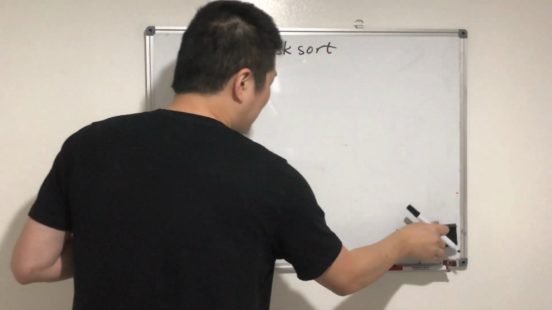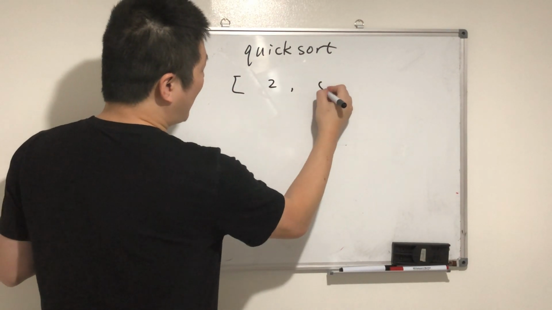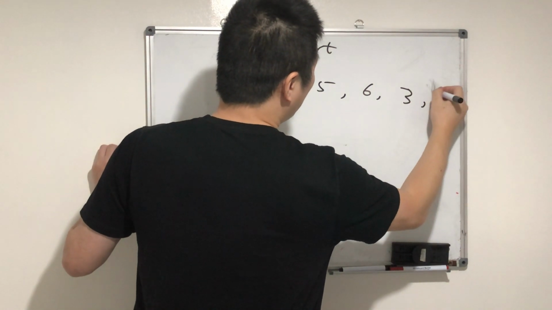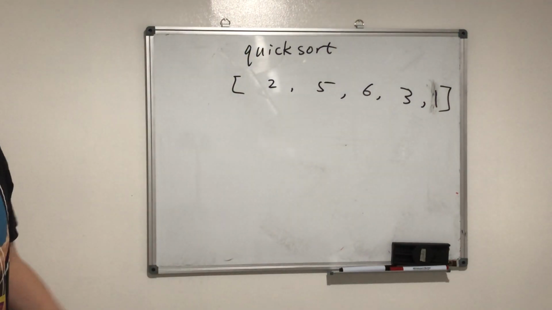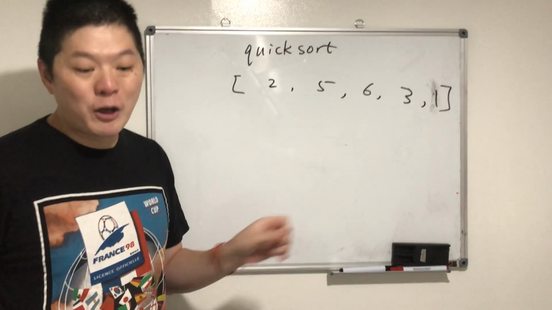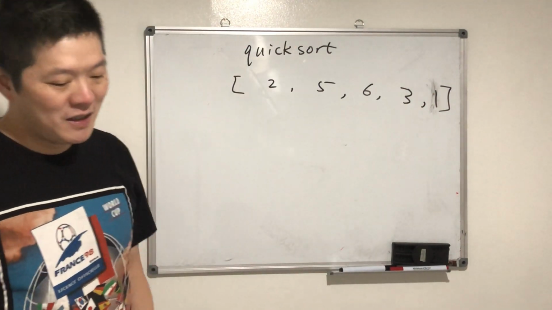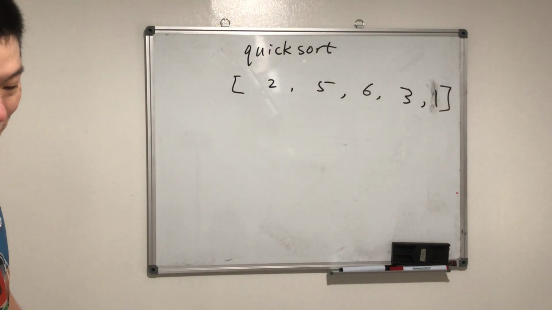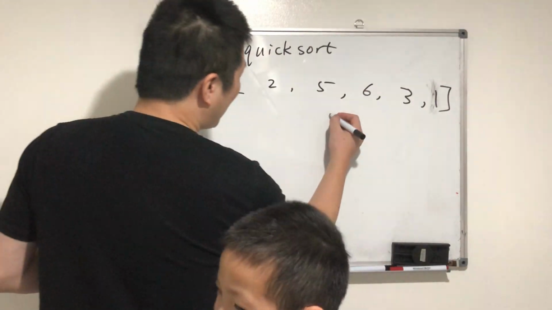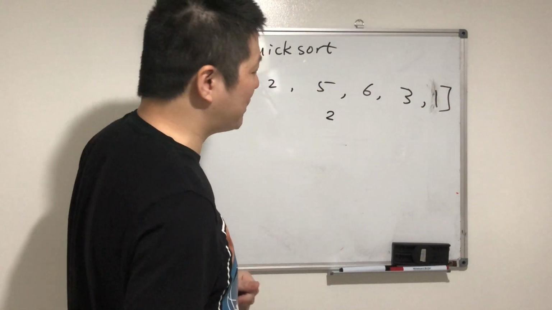So how do we do this quick sort? How does it work? Look, if you're given 2, 5, 6, 7, 9, 6, 3, and maybe one more number, 1. First of all, how it works is that we need to pick a number. This number can be any number, random, or the first number, or the middle number, or the last number, any number. Can you pick a number? 2. Okay, I pick 2. So now find the elements which are smaller than 2.